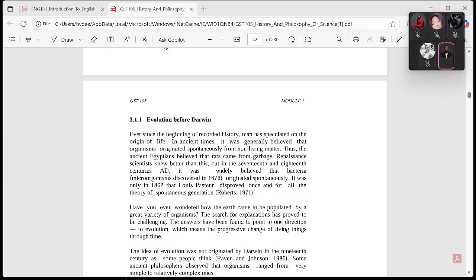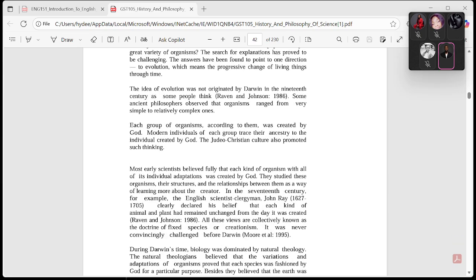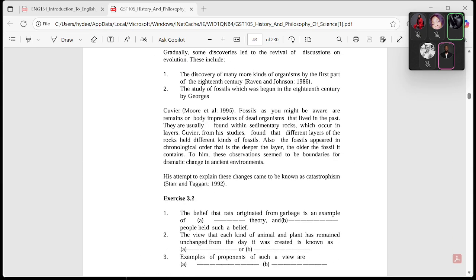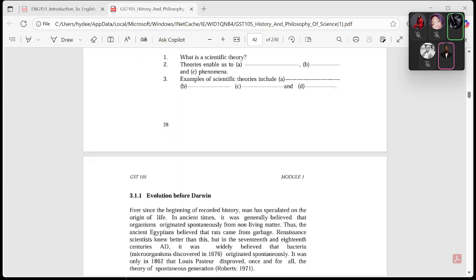So, theories of evolution. We talked about scientific theory. The second thing we're going to be looking at in this course is the theories of evolution. And trust me, it's a whole lot of documents.